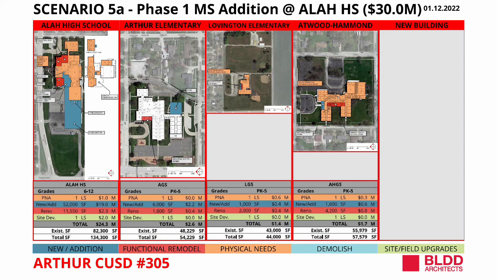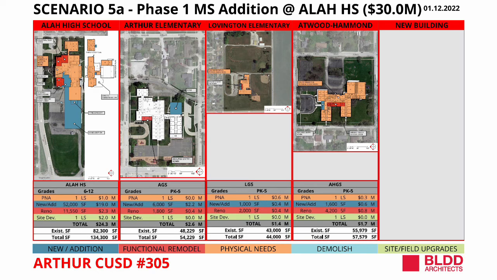For Scenario 5A, the support to implement Phase 1 looks like this. The major expenditure is the 6-8 addition at the high school with a cost of roughly $19 million. This, along with about $2.3 million of renovation work to update hands-on and industrial tech vocational areas, the new kitchen, the secured entry, and some site work, allows Arthur High School to support 6-12.